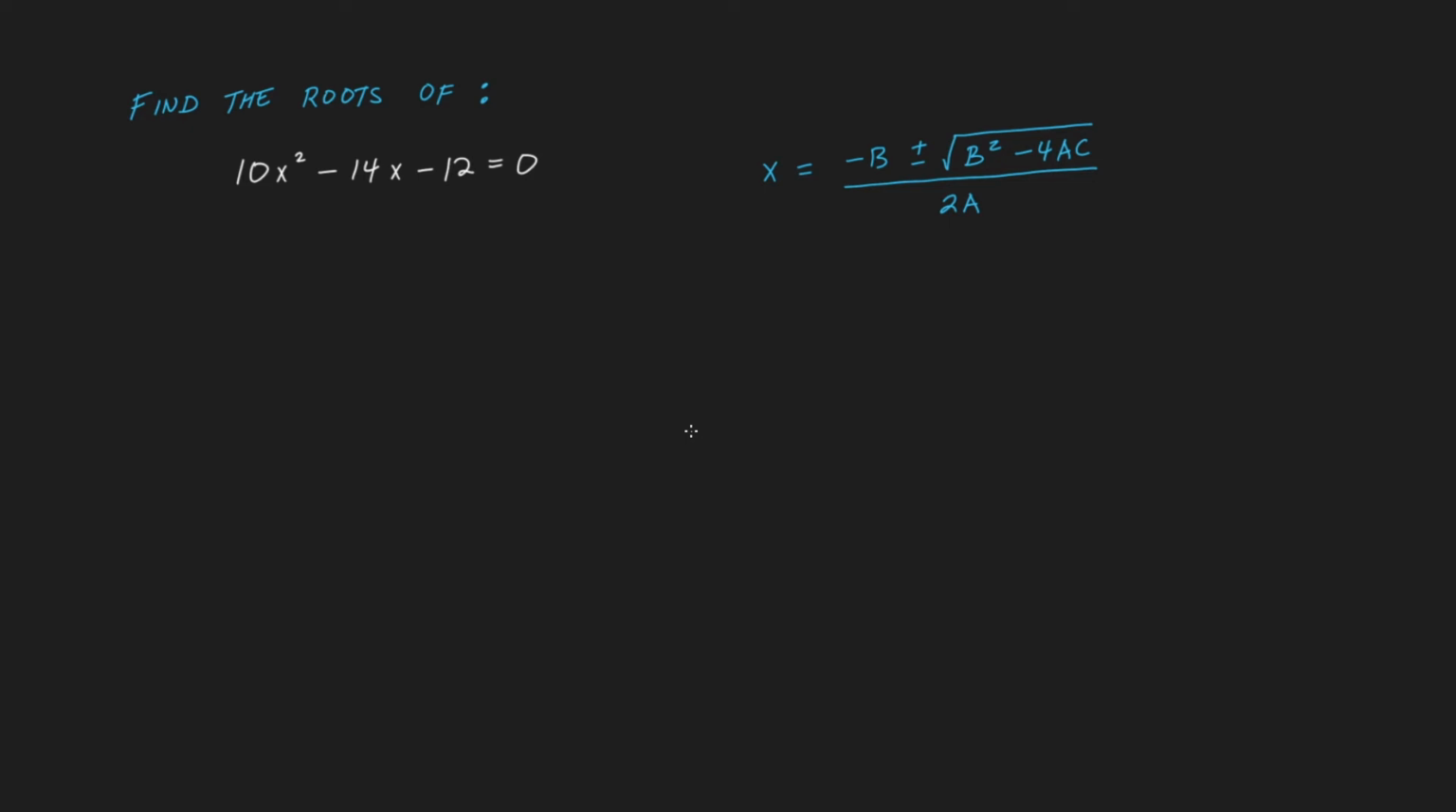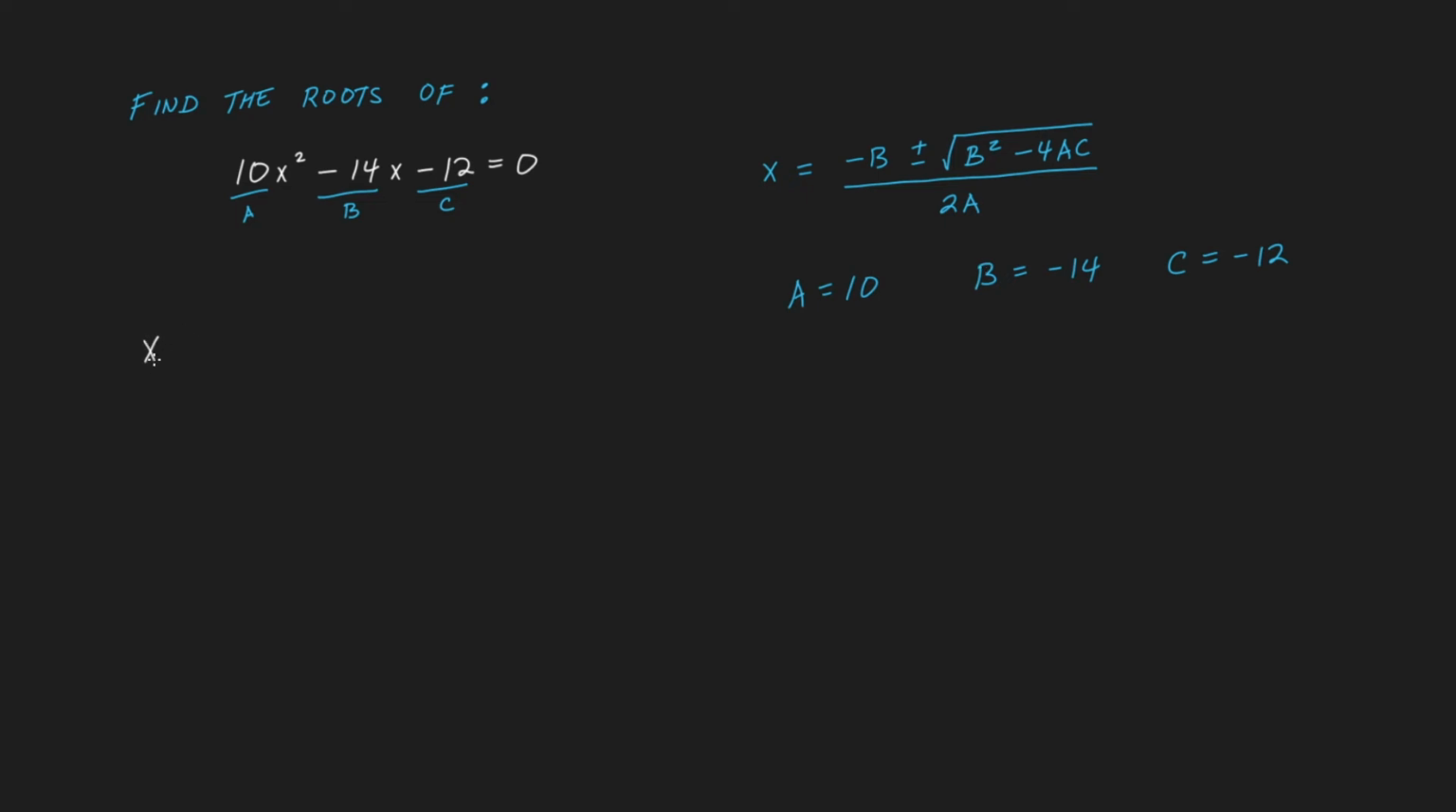Before you do anything, you need to identify what our a, our b, and our c are. For a, it is just going to be 10 right here, so a is equal to 10. For b, remember that we also need to include the negative sign. We have minus 14, so b is equal to negative 14. For c, we have a minus 12, so c is equal to negative 12. Next, we just have to plug these values into our quadratic formula.